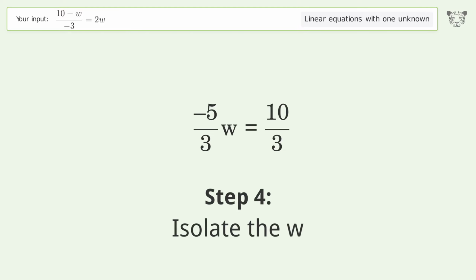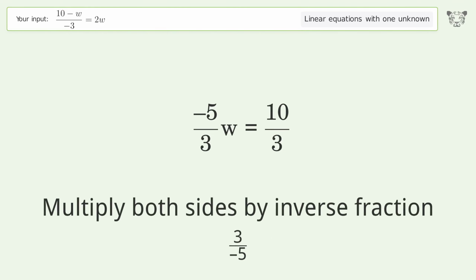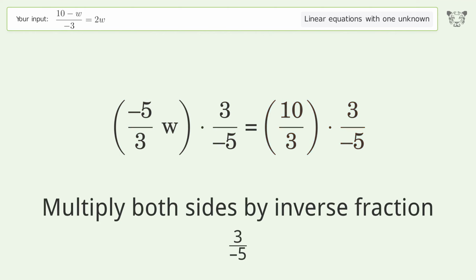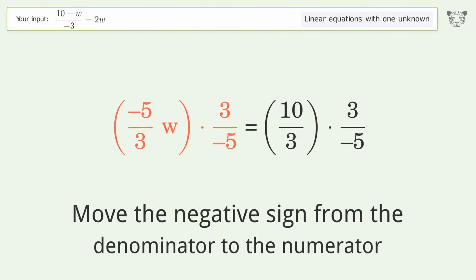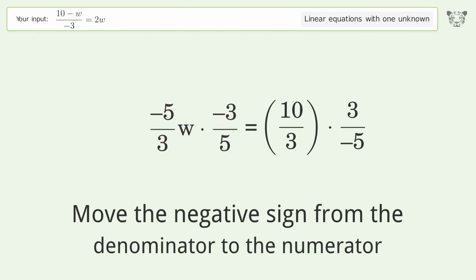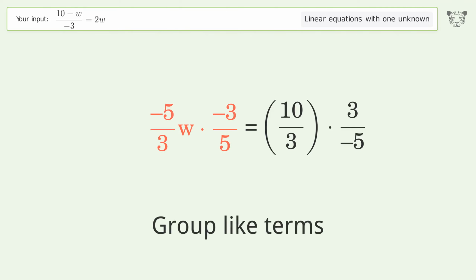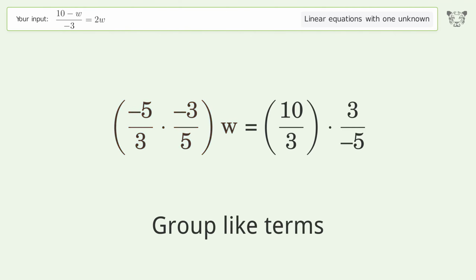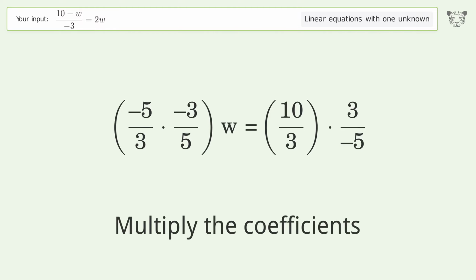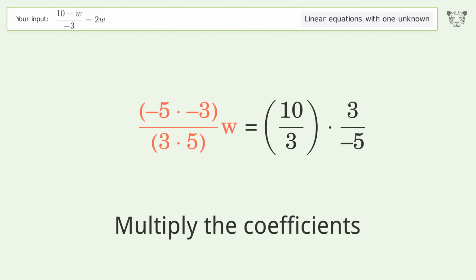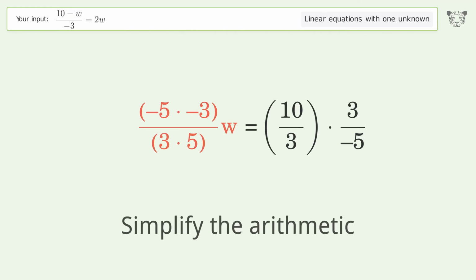Isolate the w. Multiply both sides by inverse fraction 3/5. Move the negative sign from the denominator to the numerator. Group like terms. Multiply the coefficients. Simplify the arithmetic.